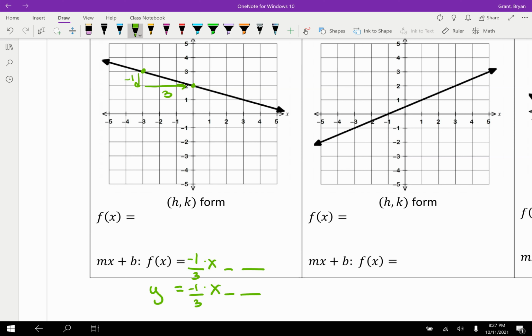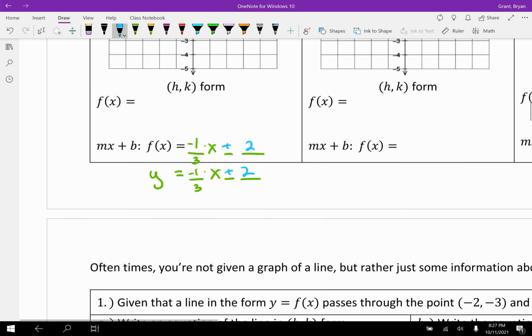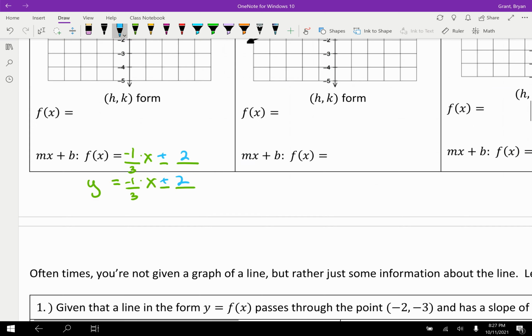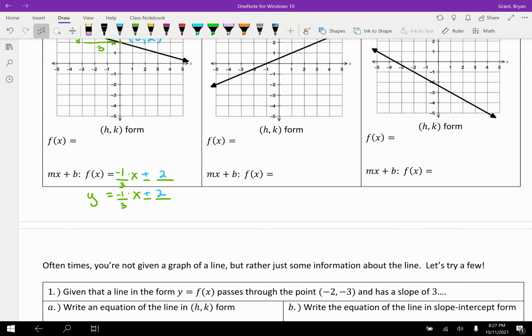And then the plus b is, of course, the y-intercept. So this is (0, 2). It's +2, so we add 2 at the end. And so we'd say our equation is y equals -1/3 x plus 2, or -1/3 x plus 2 equals f of x, same thing. So knowing that, go ahead and write the last 2 equations in mx plus b. And then once you're done, unpause this, and we'll see how you did.